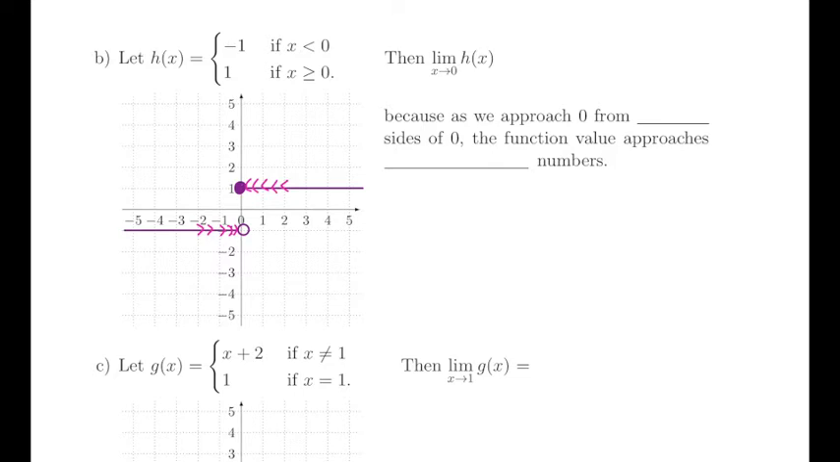So let's write that down first. As we approach 0 from both sides of 0, the function value approaches different numbers. So in that case, we say that this limit does not exist. DNE for short. So in general, if you're going towards two different numbers as you're coming from the left and the right, you say that the limit doesn't exist.